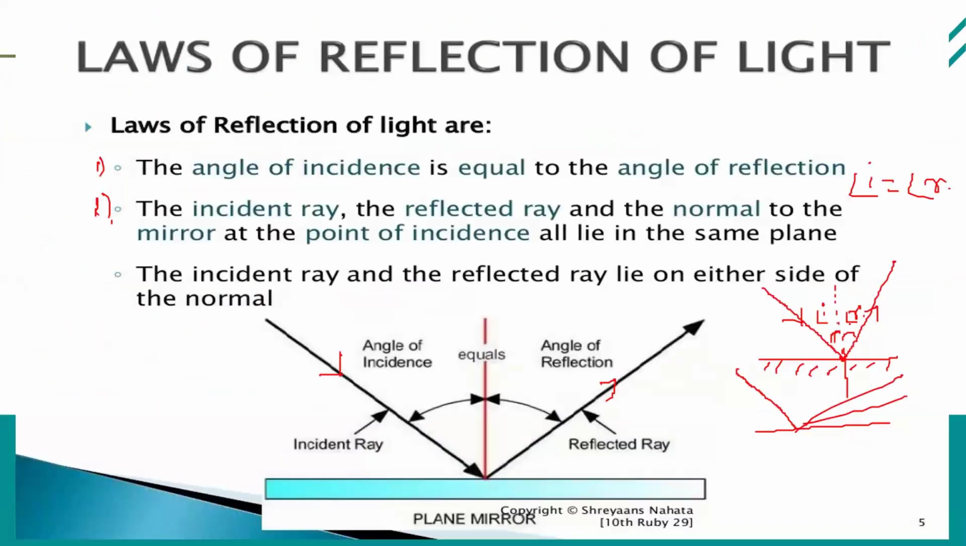Types of lenses, laws of reflection. Angle of incidence is equal to angle of reflection. If the surface is smooth, then it is regular reflection.